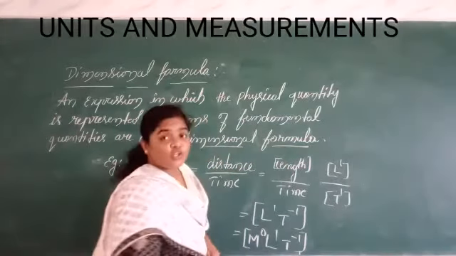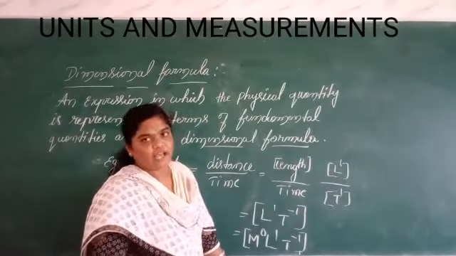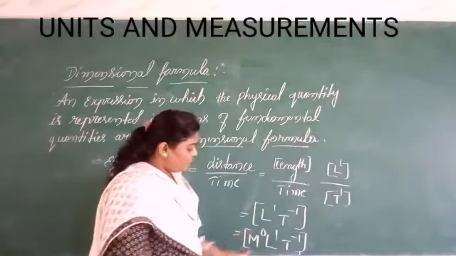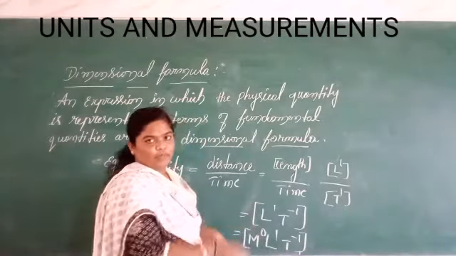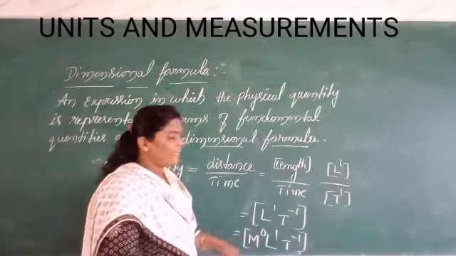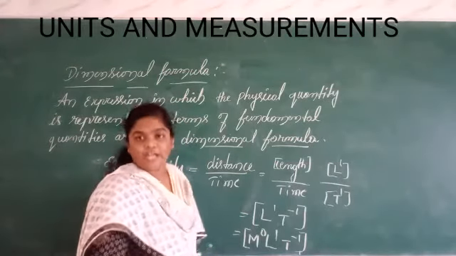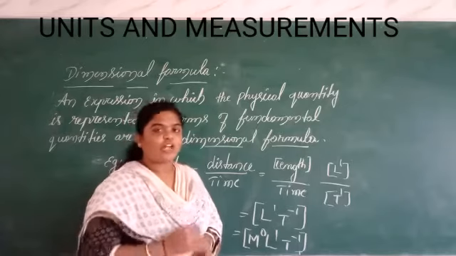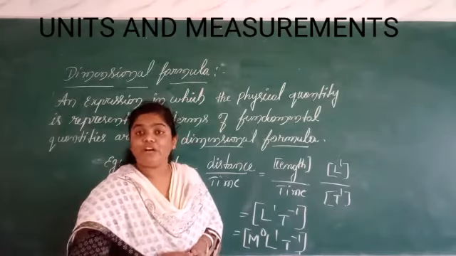So the dimensional formula is always represented in between the square bracket. This is the dimensional formula. So dimensional formula for different physical quantities.